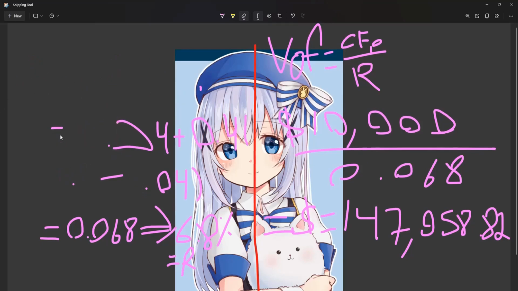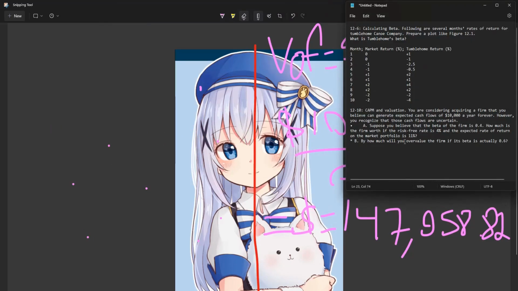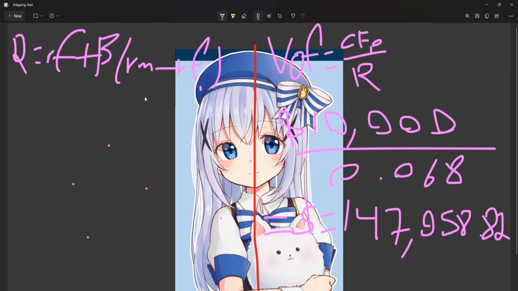That's okay. Now that we've calculated the amount that the firm is worth, assuming that the beta is 0.4, we now have to solve for part B. By how much will we overvalue the firm if its beta is actually 0.6? To do that, we have to do the exact same equation again. So R is equal to RF plus beta times RM minus RF. We know it's the same values as last time, so 0.04 plus beta, but in this case it's 0.6, multiplied by 0.11 minus 0.04.